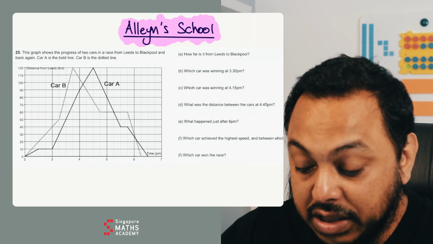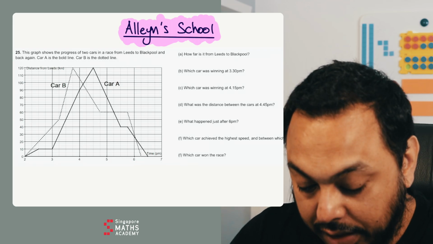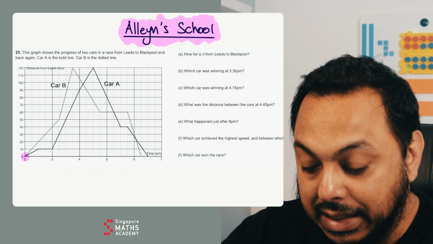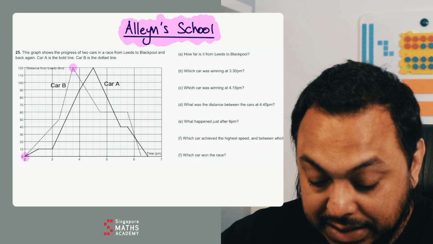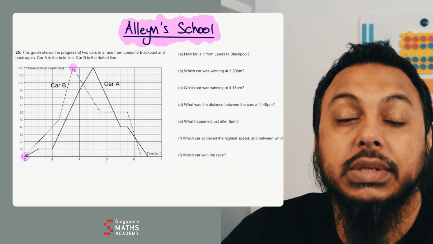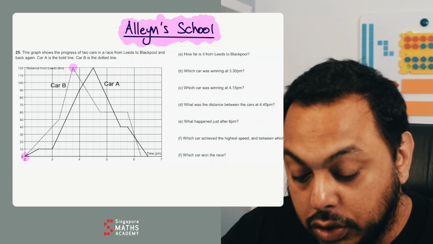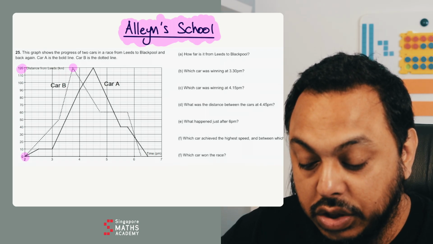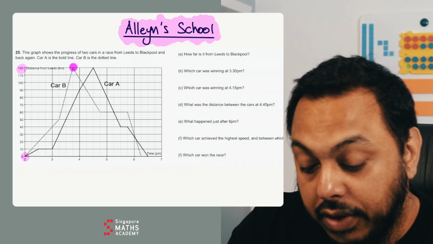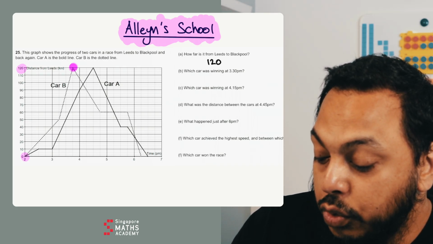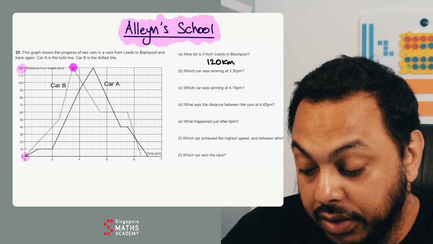So because they've gone from Leeds to Blackpool and then back again, we have to recognize that they started here and they got up to here, which must be where Blackpool is. So Leeds is at the bottom, right? 0 kilometers because they're in Leeds. They haven't traveled anywhere else. And they've gone all the way to 120 kilometers, which is the highest point, which must be Blackpool. And so the first answer must be 120 kilometers. That's how far Leeds and Blackpool are from each other.